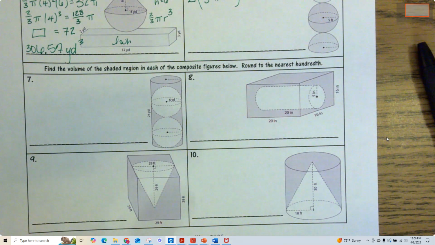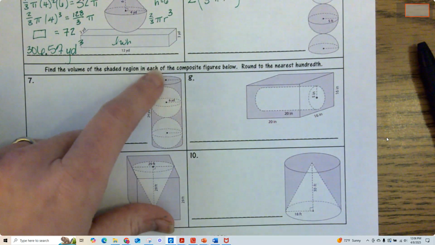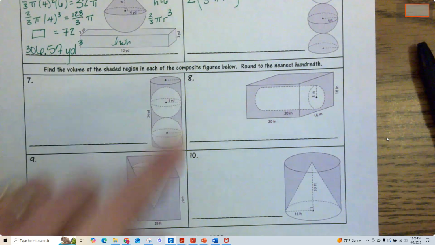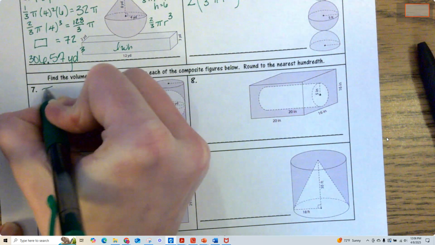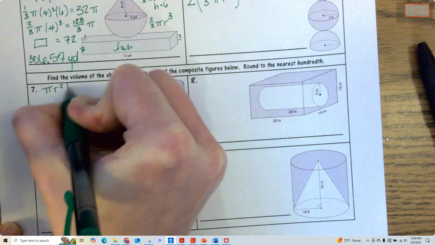Now, subtracting. We're finding the volume of the shaded part. So we're going to have to do some subtracting here. Keep track of what you're starting with and what you're subtracting. I always start with the shape that's shaded. So in this one, it's a cylinder. So a cylinder is pi r squared h.